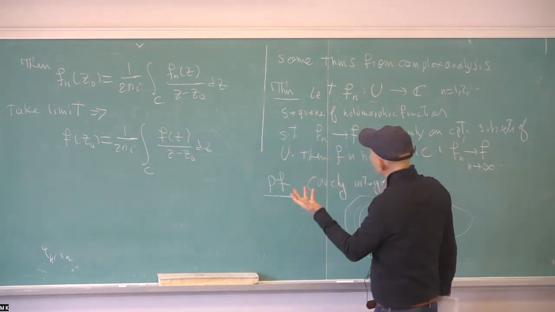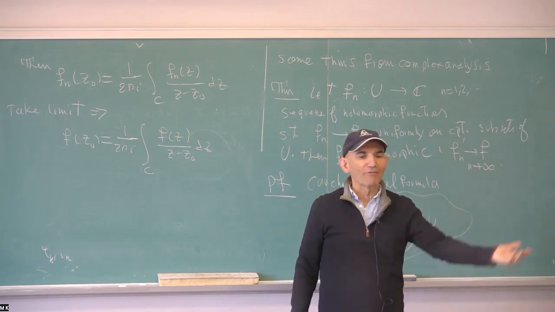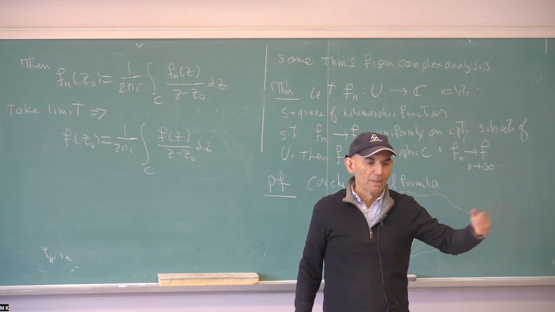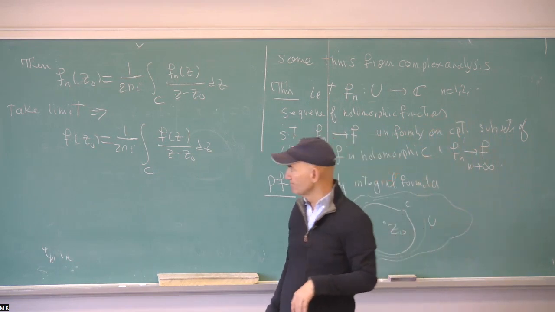So this Cauchy integral formula is like an if and only if. If you have some function that has an integral representation like that, it's holomorphic. And if it is holomorphic, then it has that kind of integral representation.